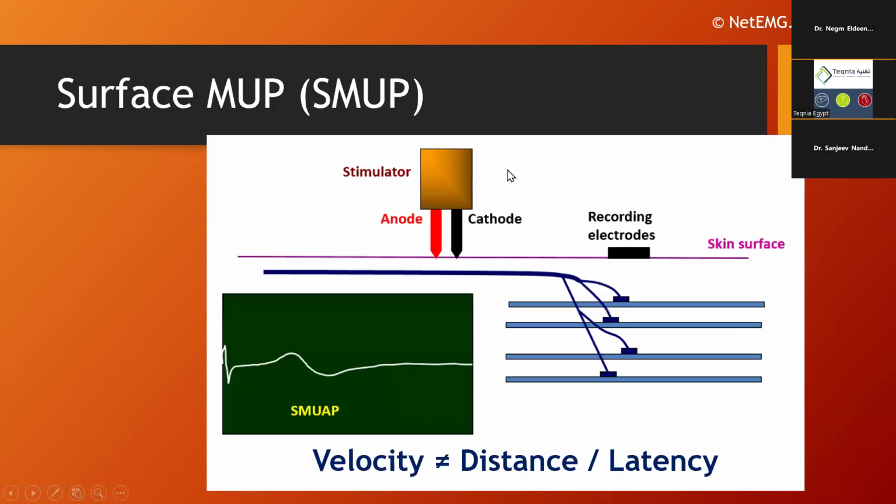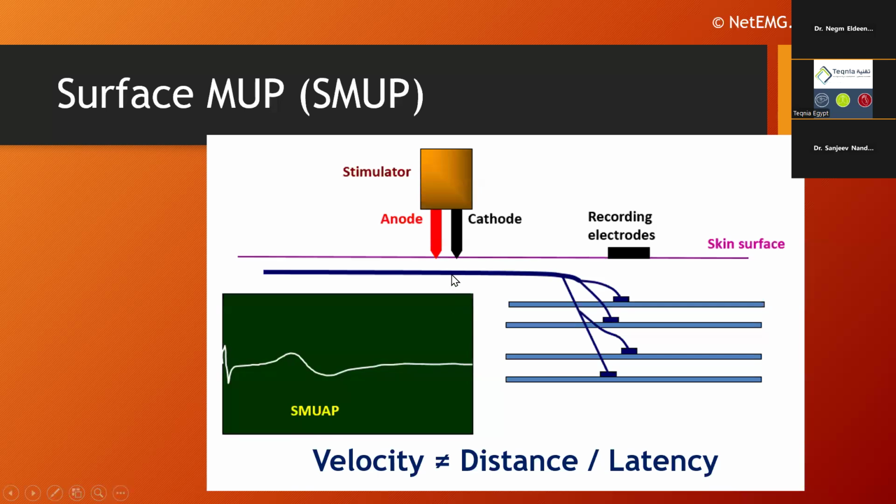Here are more details. Single axon, that comes to the muscle divides into several branches, each branch making a contact with one muscle fiber. This is actually a motor unit. So when we stimulate one axon, we excite all muscle fibers innervated by that axon, and we are recording the response on the surface. So this is nothing but the surface motor unit action potential.